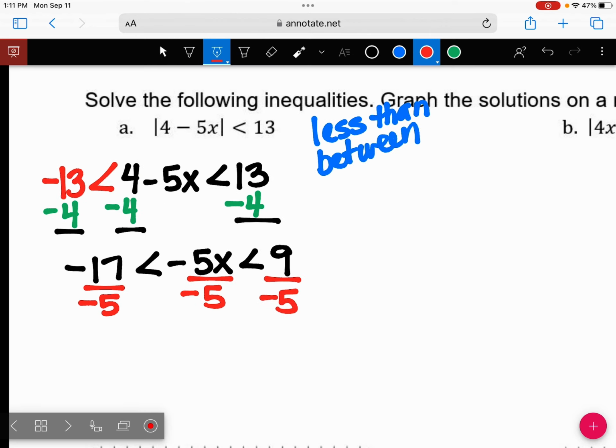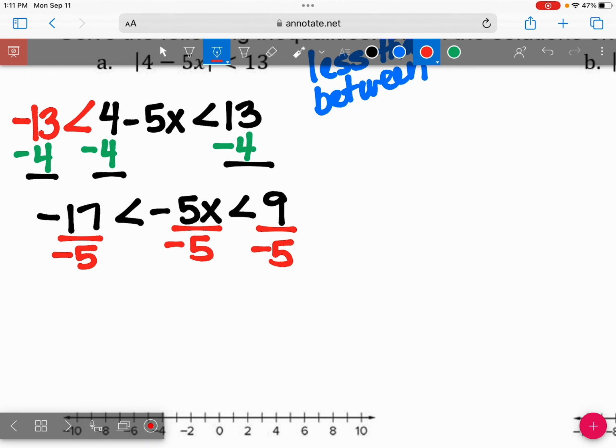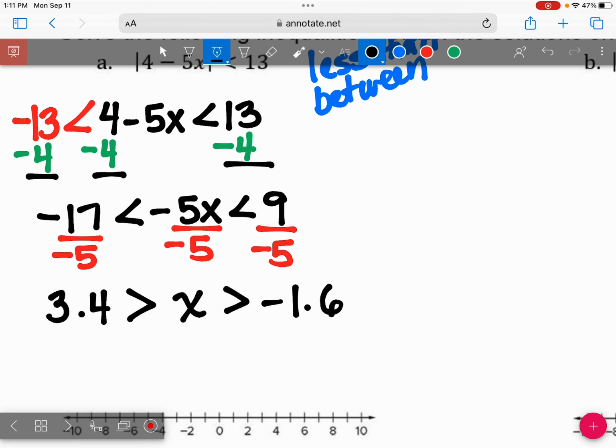All right, let's pick up our calculators. Take 17 divided by 5. I think it's easier to graph it when it's a decimal. So 17 divided by 5 should be like 3.4. We have to flip our inequality because we divided by a negative. And then 9 divided by 5 is 1.6, I think. Negative 1.6. Did you write 1.8? Trying to do it without a calculator.